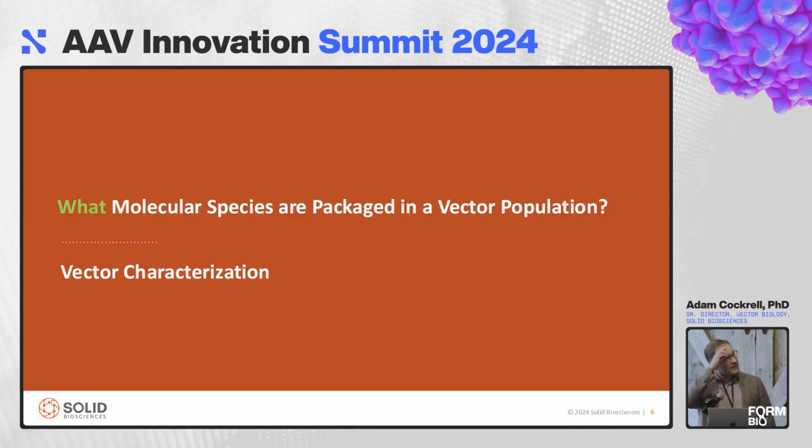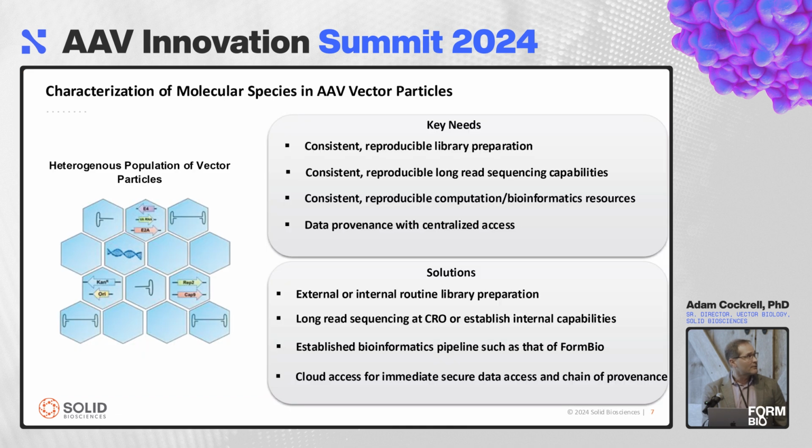So again, going back to the what of molecular species that are in a vector population. So vector characterization, we just heard Phil's great talk on basically just this. And we're taking advantage of a lot of the technologies that he started for the field, basically. So characterization of molecular species in AAV particles, again, that heterogeneous population, what are the key needs? We want reproducible library preparations, reproducible long-read sequencing capability. So are we going to use Oxford Nanopore? Are we going to use PacBio's long-read sequencing? Why do we use one versus the other?